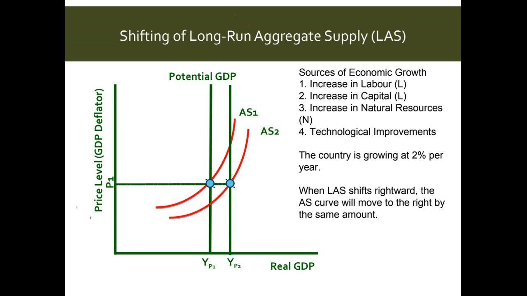Now we have to discuss what are the factors that shift long run aggregate supply to the right. That is, what are the factors that will contribute to economic growth? Because the capacity of a country to produce more over the year is nothing but economic growth. So these are the 4 important sources of economic growth. Number 1, increase in labor force.